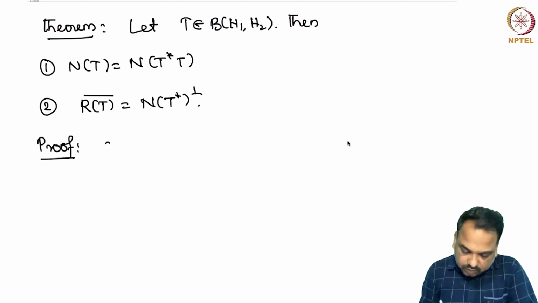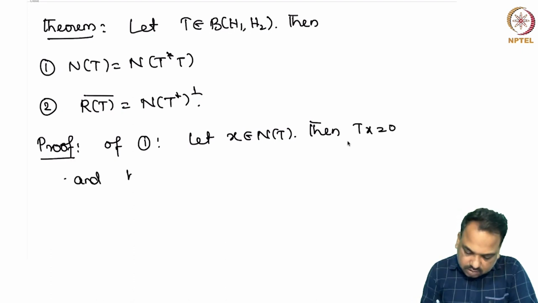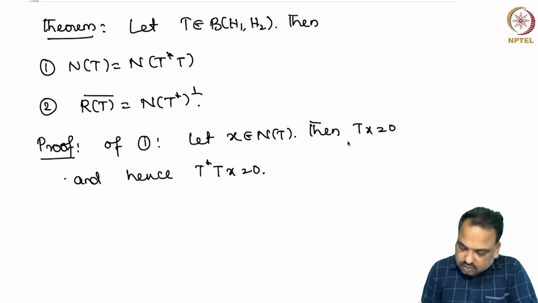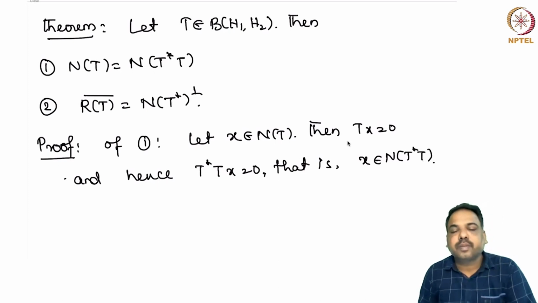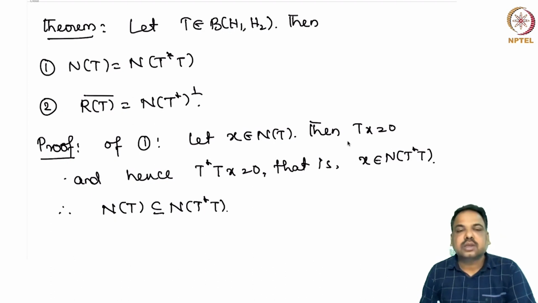So proof of 1. Let us take x in null space of T. Then we have Tx is 0 and hence T star Tx is 0. So we can say that x is in null space of T star T. Therefore null space of T is contained in null space of T star T.